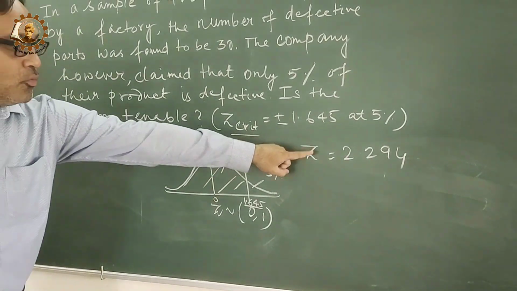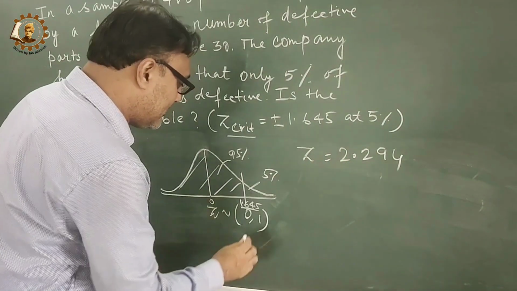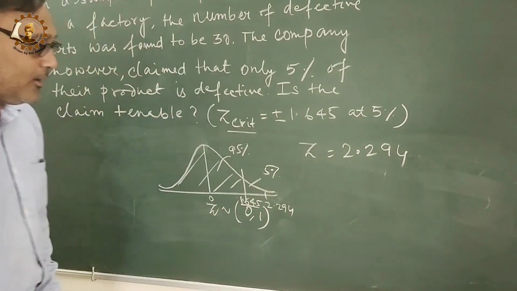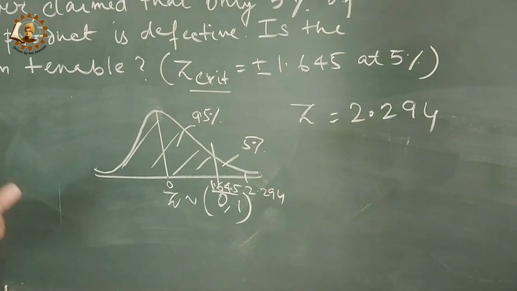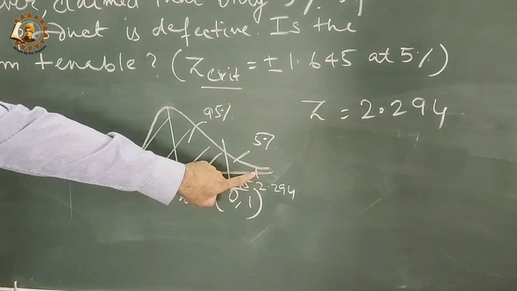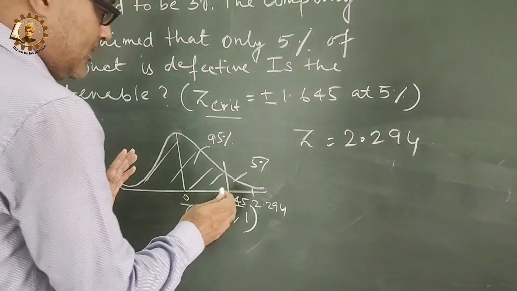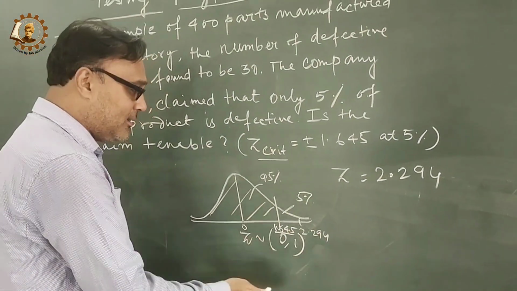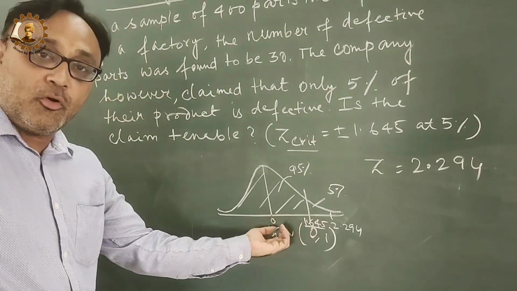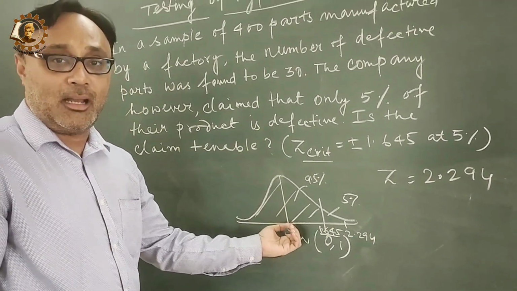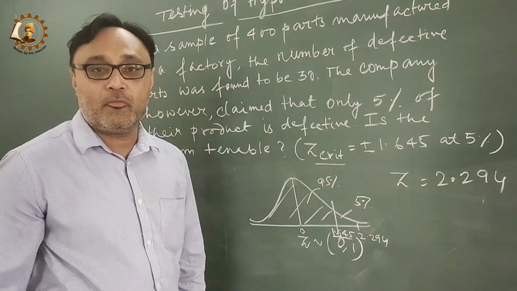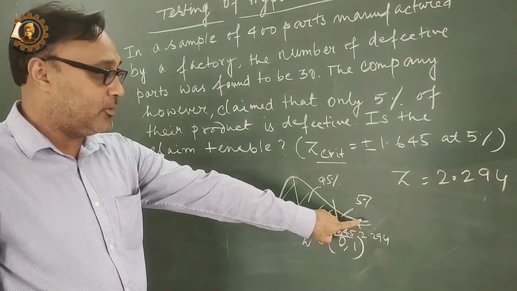So the Z value 2.294 is somewhere here. This will be your 2.294. Obviously it is in the rejection region, right? It is not in the acceptance region. So please remember, guys, for a one-tailed test towards the right, if we get a value less than 1.645, you will accept your null hypothesis. If you get any value more than 1.645, you have to reject your null hypothesis.